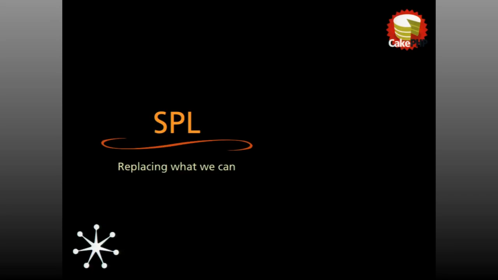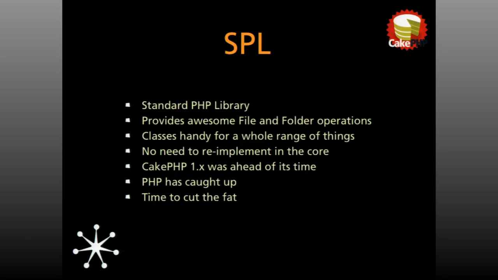SPL is one of the benefits that come with PHP 5. It's one of the things that we can use and assume where we previously could not. So replacing what we can with SPL functionality. SPL is the Standard PHP Library. It provides awesome file and folder stuff. CakePHP was, and I'll say this, it was ahead of its time. It included a lot of functionality that was not in PHP at the time. It was implemented to provide that functionality for users that were not on PHP 5. And we've been able to cut out a lot of that as we're moving forward.